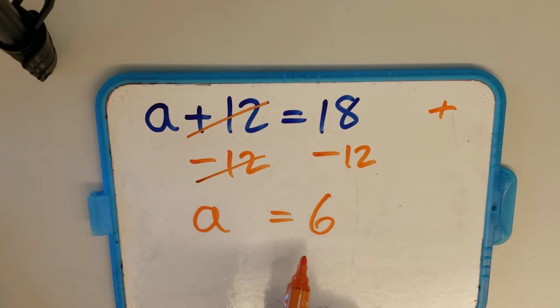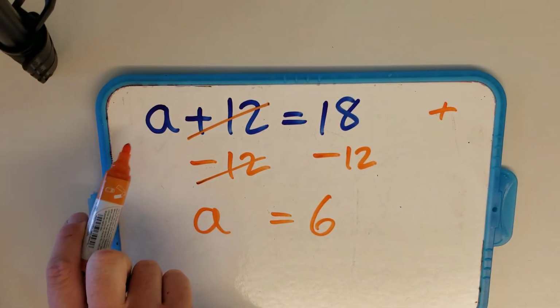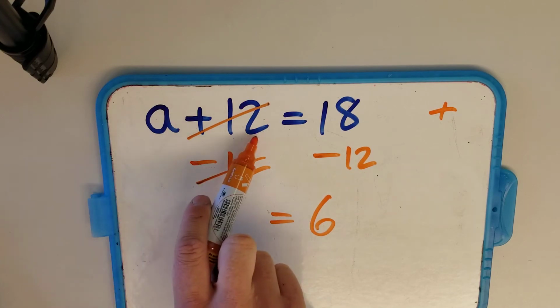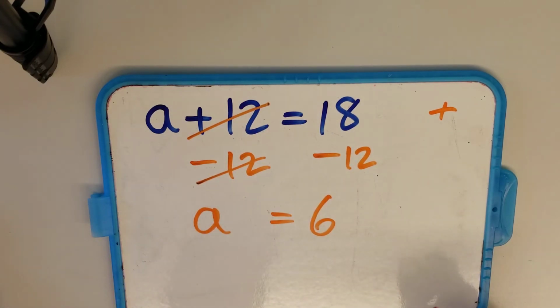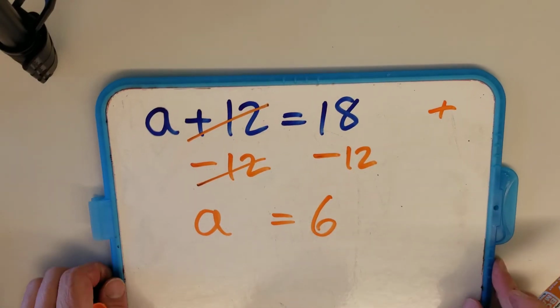And we can check to see if that would have worked in the original one here, the blue one. 6 plus 12 is 18 for sure, so it works. Okay, so that's the first example.